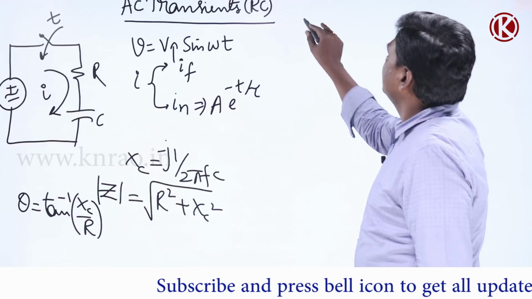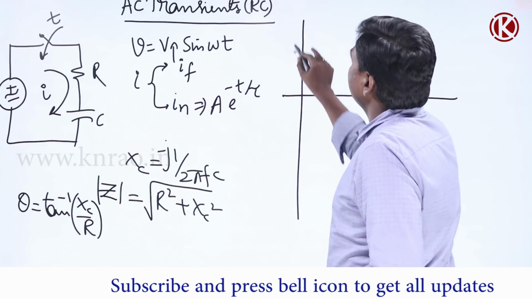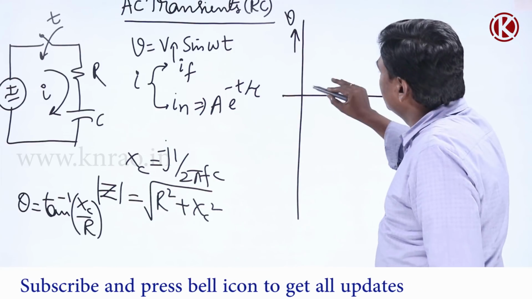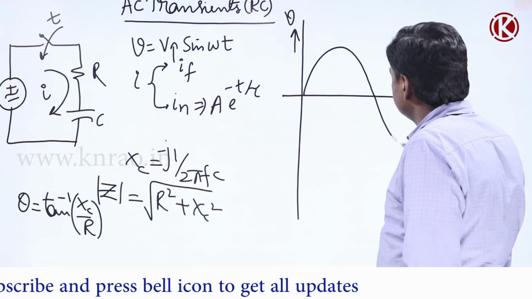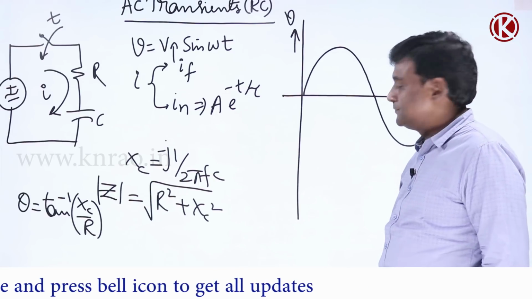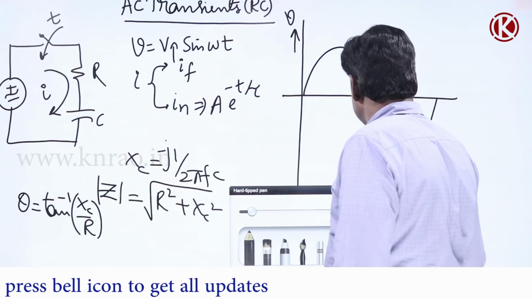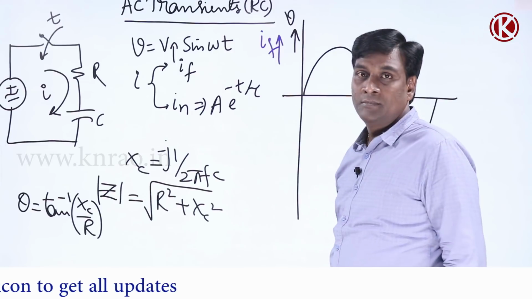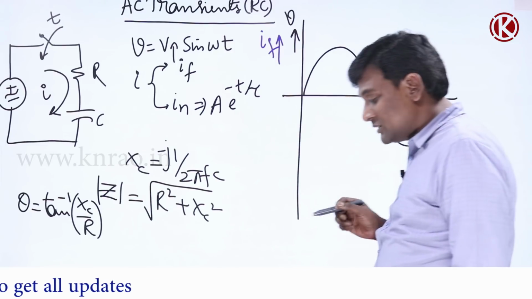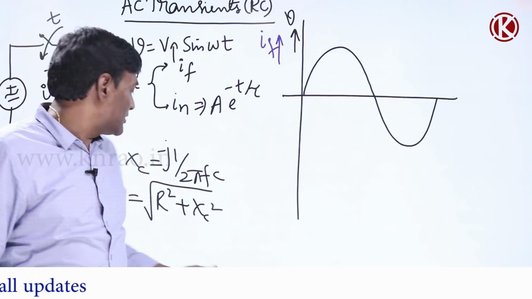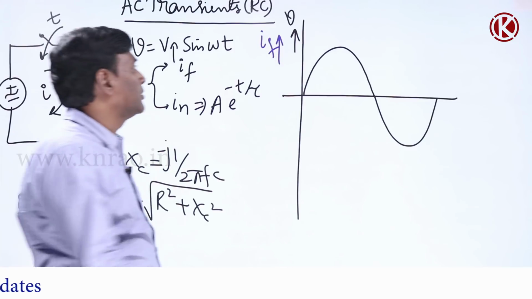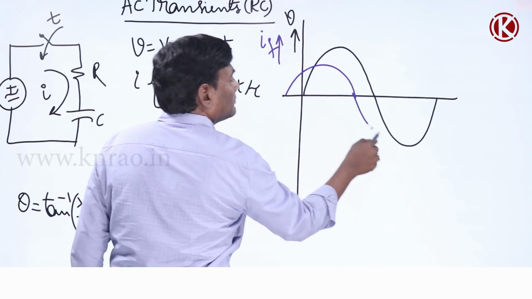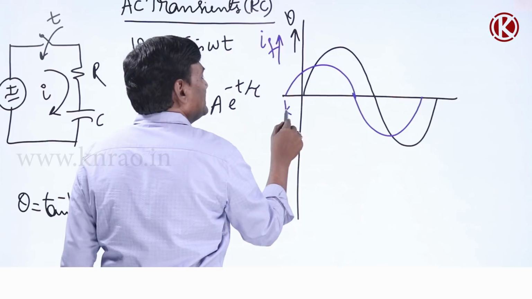Now see here, if I think of the source voltage, what is the source voltage? V max sin omega t. Now if I think of the forced current, my forced current should lead voltage by tan inverse of XC by R, because it is a capacitor dominated circuit. So my forced current should lead by this angle theta.